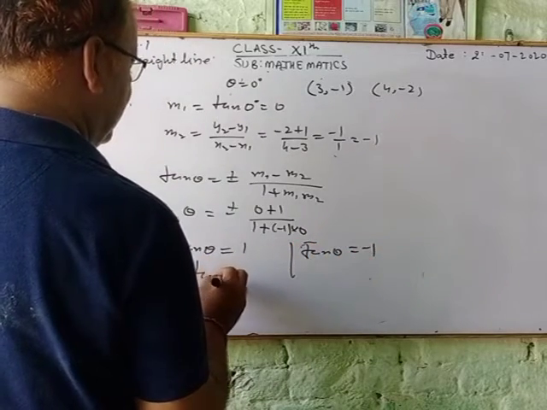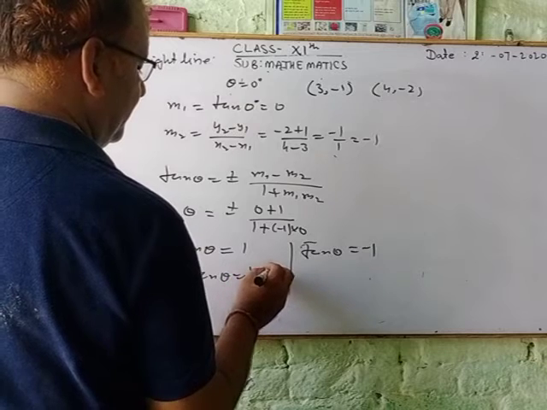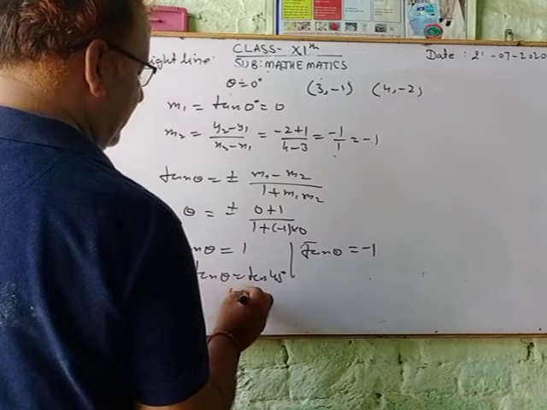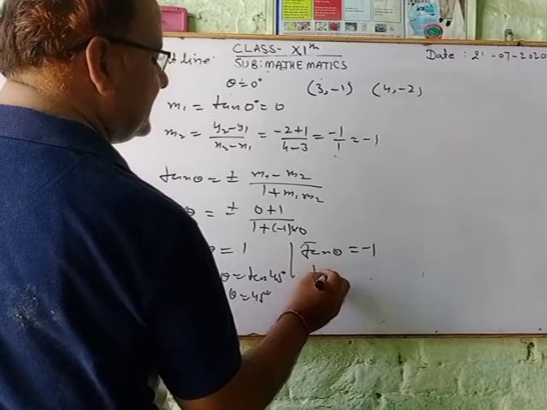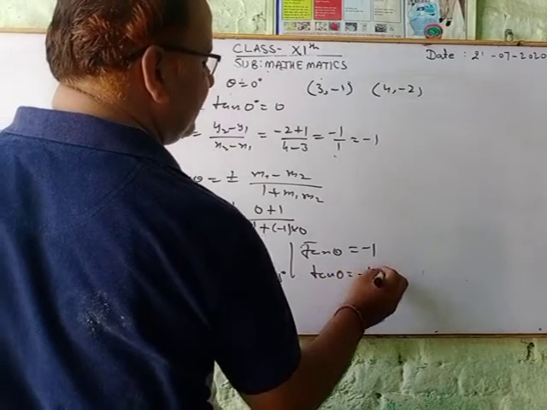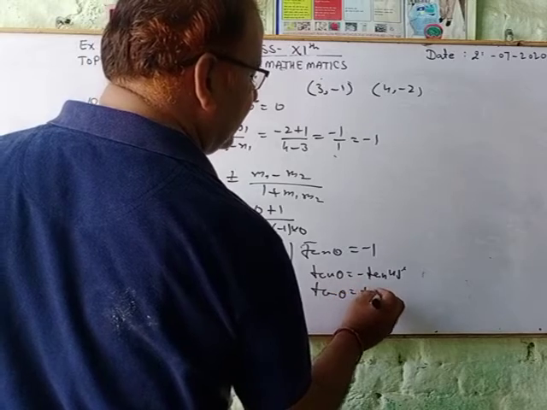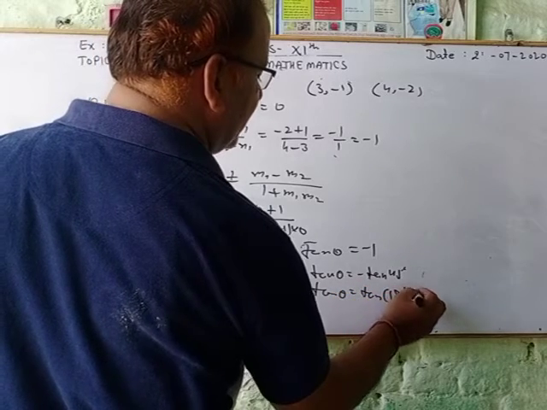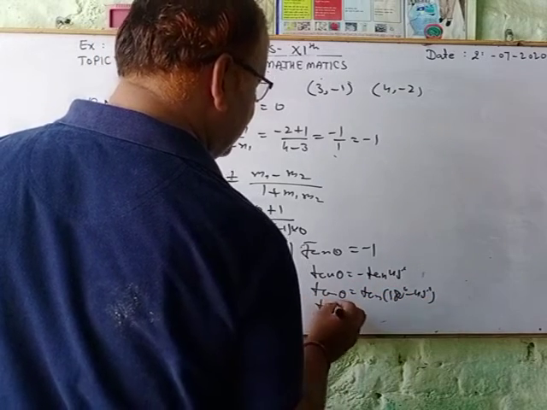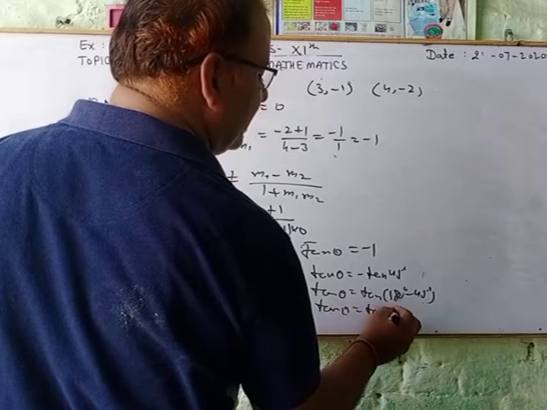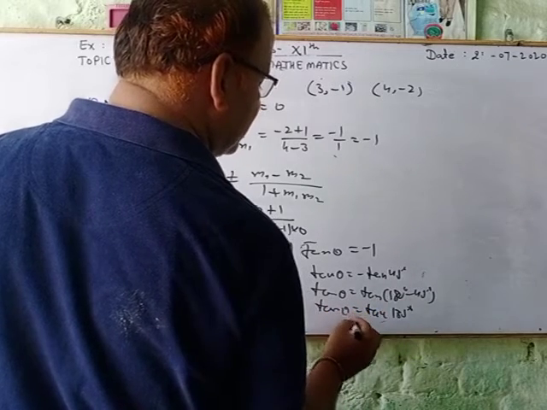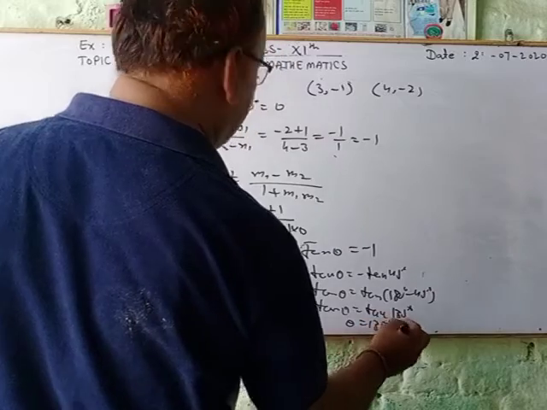So tan theta equals tan 45 degree, so theta equals 45 degree. And tan theta equals minus tan 45 degree, so we write tan theta equals tan (180 degree minus 45 degree), that is tan theta equals tan 135 degree. So theta equals 135 degree. We get the answers.